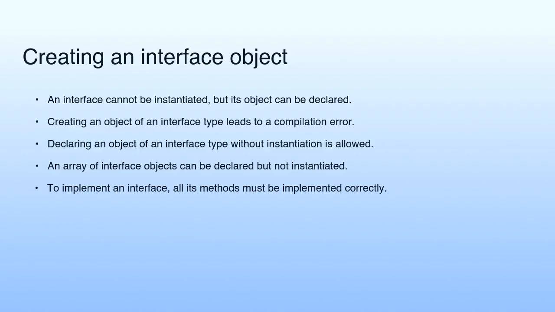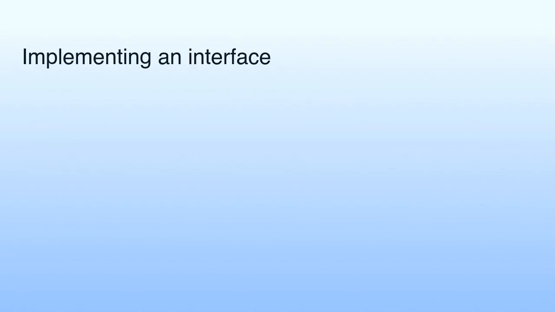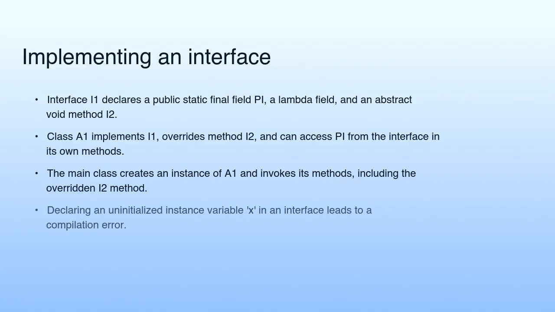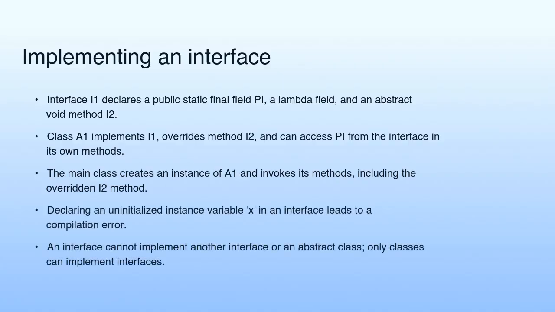Nevertheless, declaring an object of an interface type without instantiation is allowed, and even an array of interface objects can be declared, although not instantiated. To implement an interface, all its methods must be correctly implemented. Here, interface I1 has a public static final field PI, a lambda field, and an abstract void method I2.